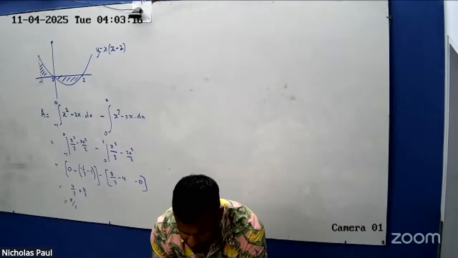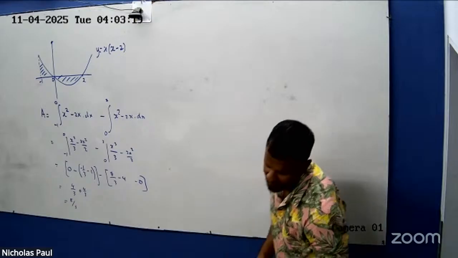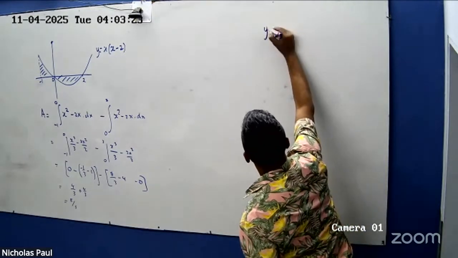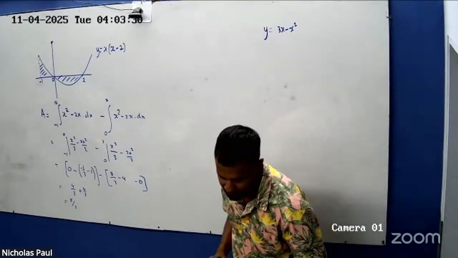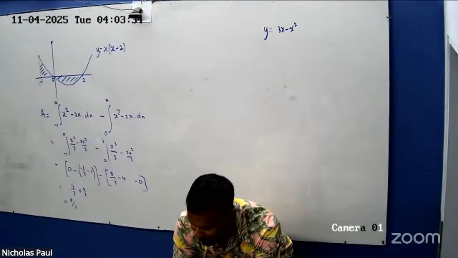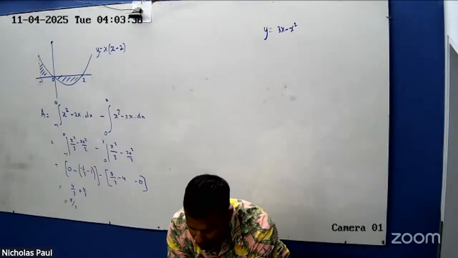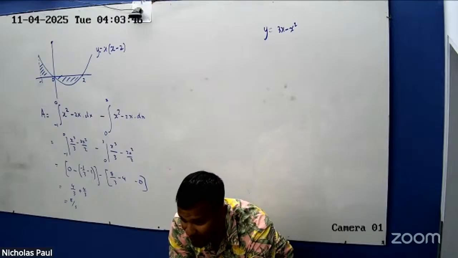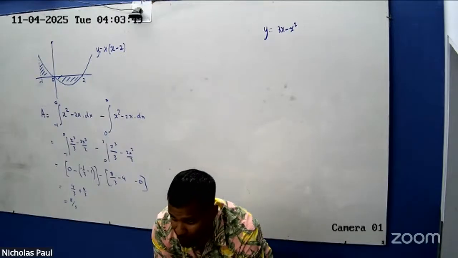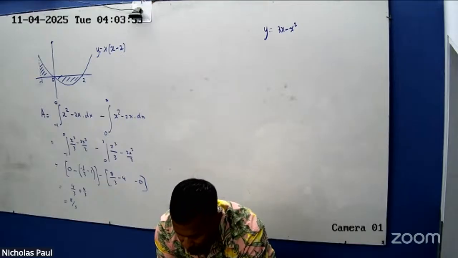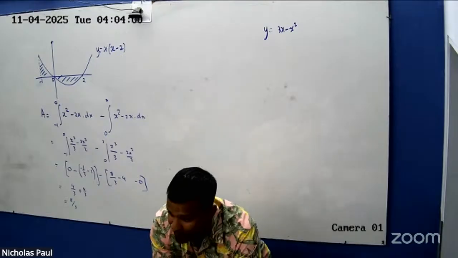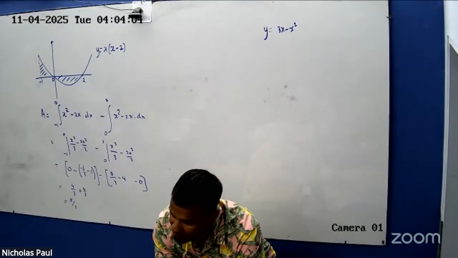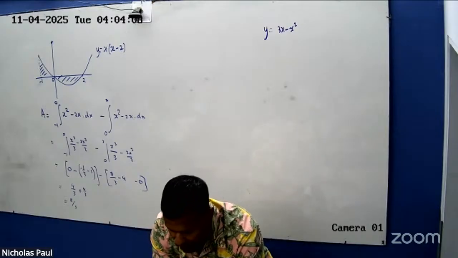Calculate the area enclosed by the curve y is equal to 3x minus x squared, the x-axis, and the lines x equal to -1 and x equal to 2.